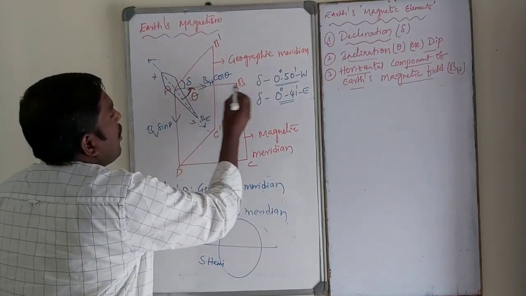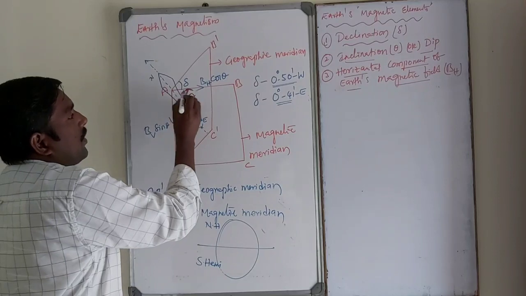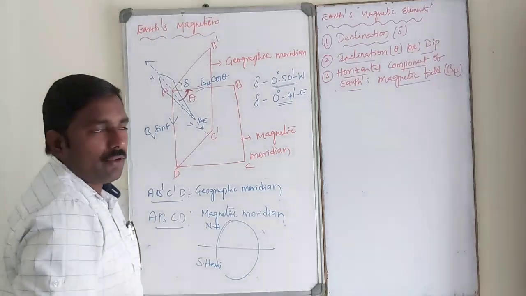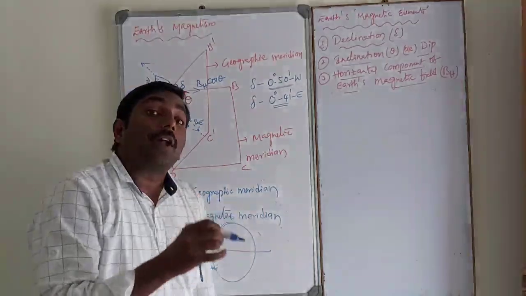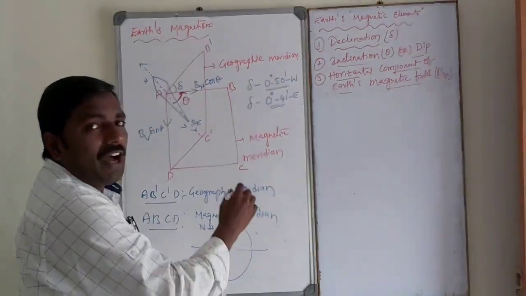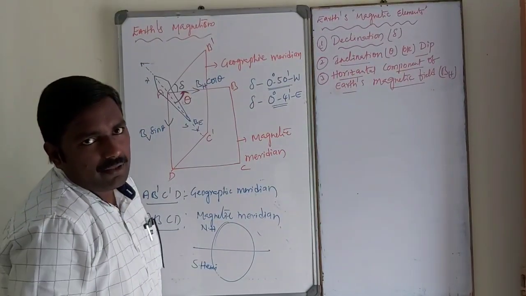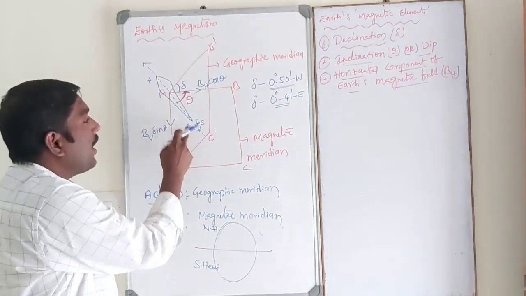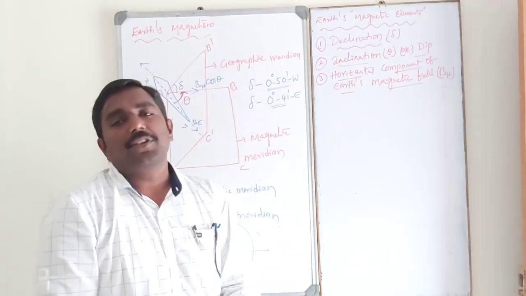First one is the horizontal component, that is BH cos theta, and the second one is the vertical component, that is BV sin theta. See, what is meant by horizontal component? The component of Earth's magnetic field along horizontal is called the horizontal component of Earth's magnetic field, and similarly the component of Earth's magnetic field along vertical is called the vertical component of Earth's magnetic field. That is a simple definition.